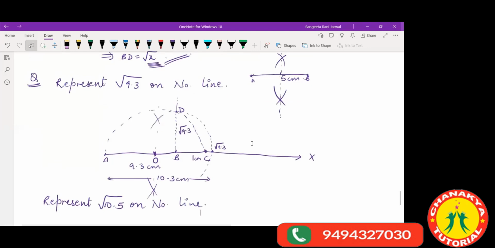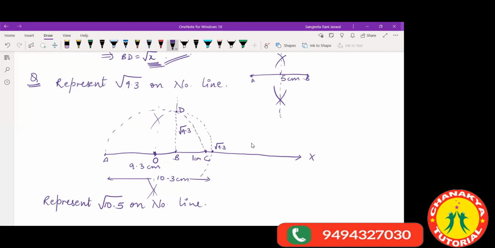Okay, same method. First, draw a line segment AB of 10.5 centimeters. Then extend 1 centimeter. Your total length will become 10.5 plus 1, which is 11.5. Then take the midpoint of this A to C, the midpoint of 11.5. Then with OA as the radius, make a semicircle over it and extend a perpendicular from point B, which touches that semicircle, and that distance is your root over 10.5.